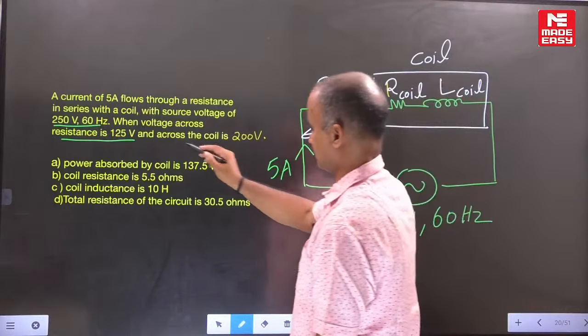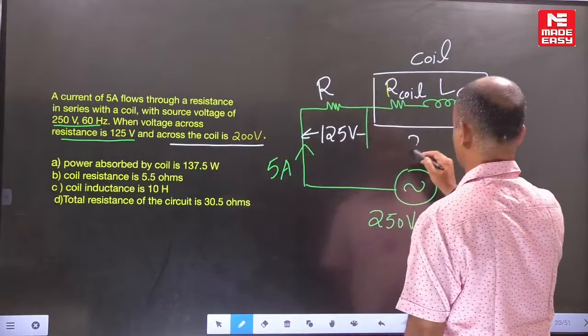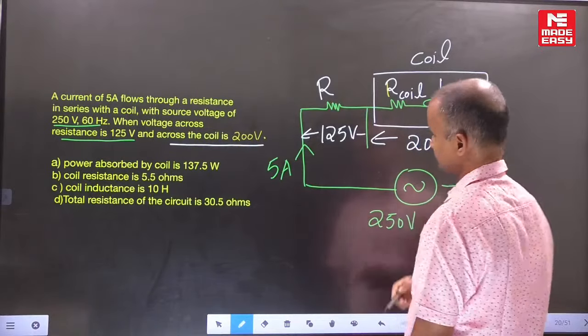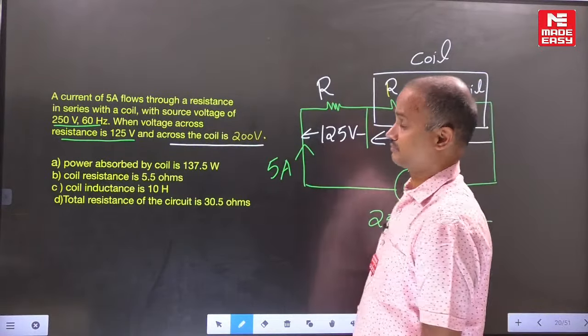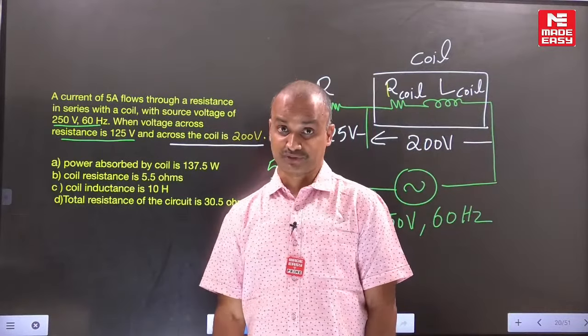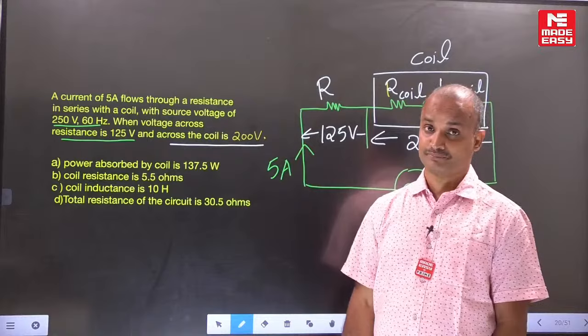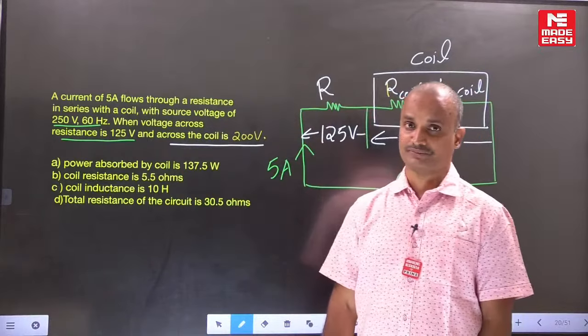Now what about this one, the voltage across the coil is 200. Now come to the options. This is a multiple select question, so every option you have to verify. Relatively, when compared to previous questions, it will take a little more time.